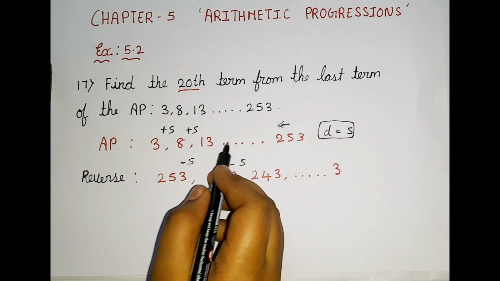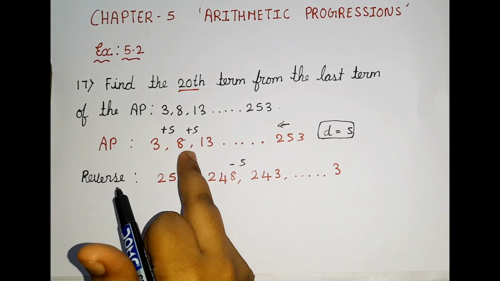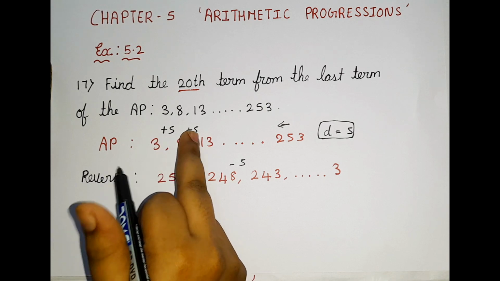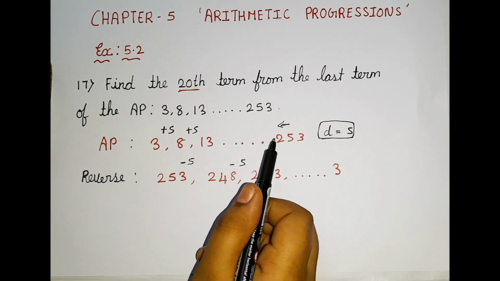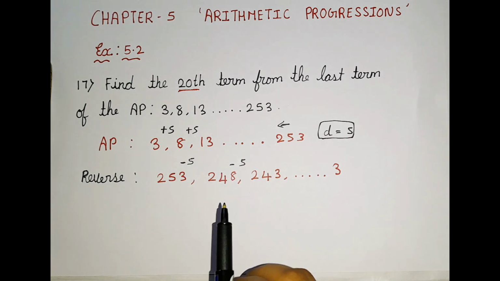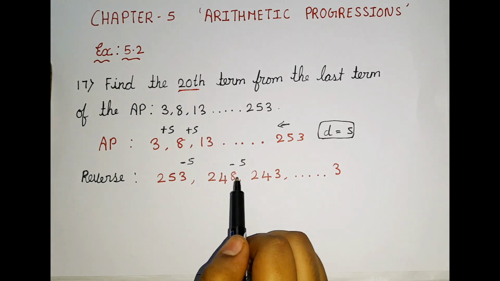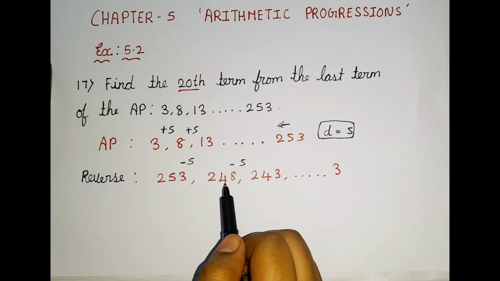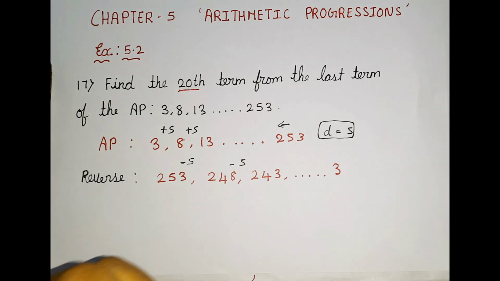Because here when we just add 5, we get 8 and then after adding 5 we'll get 13. But if we want to get the previous term of this 253, we are supposed to subtract it. Why? Because this is the rule. Then only we'll be able to find it. So here the common difference is minus 5.